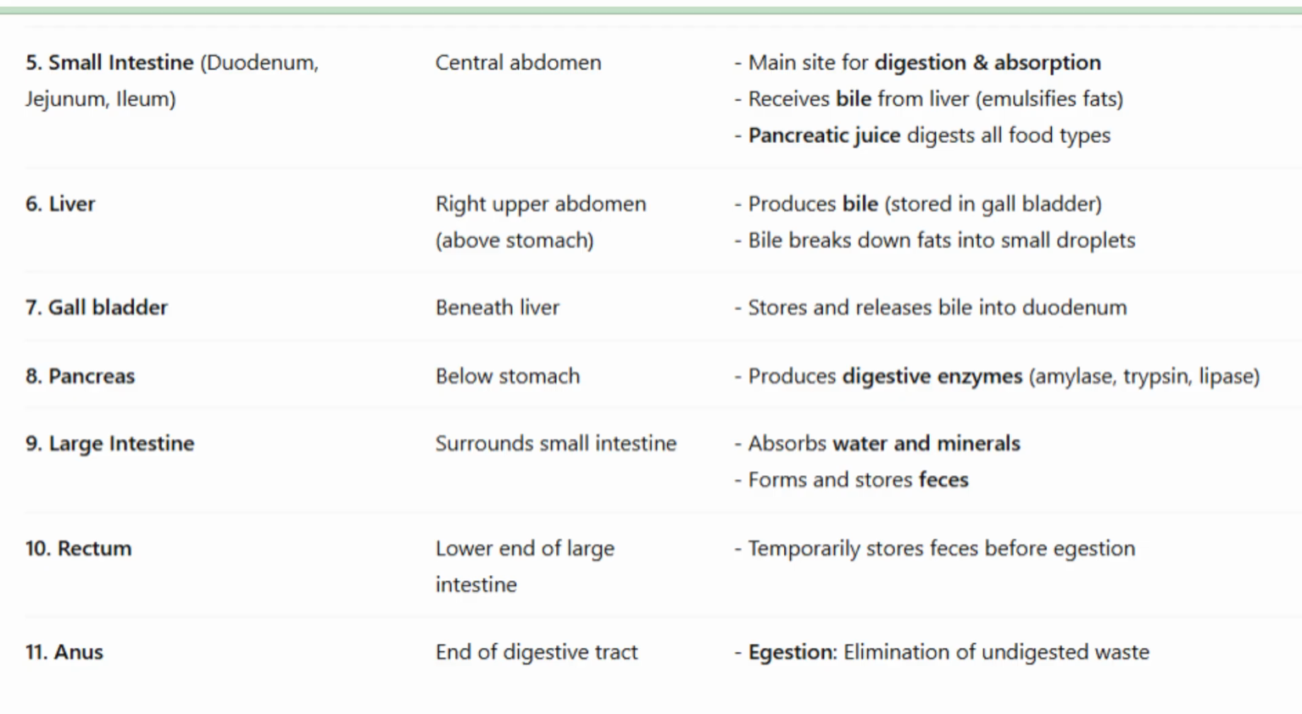10. Rectum. The rectum, at the end of the large intestine, stores feces temporarily until it is ready to be eliminated. 11. Anus. Finally, feces are expelled from the body through the anus in a process called egestion. So, in summary, the human digestive system involves mechanical and chemical digestion, absorption of nutrients, and elimination of waste, with each organ playing a specialized role. Isn't it amazing how our body is designed to handle such a complex process?